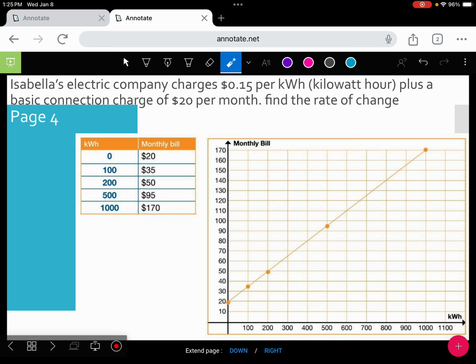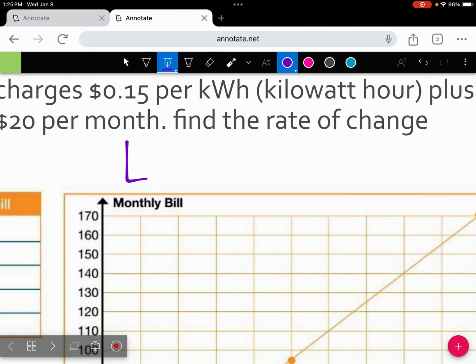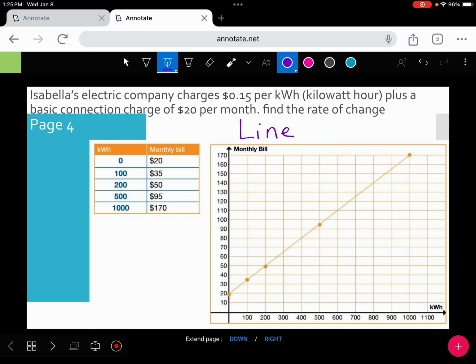How could we find how it's changing? What are we even looking for? Because what kind of function is this? Our graph gives us a really big picture. It's a linear function. How can we tell that it's linear? Because it's a straight up line. I could put a ruler on it and it would match up. All right, so it's a straight up line.